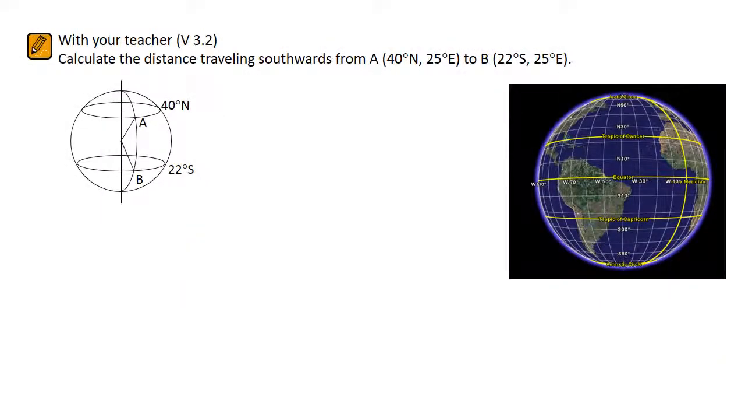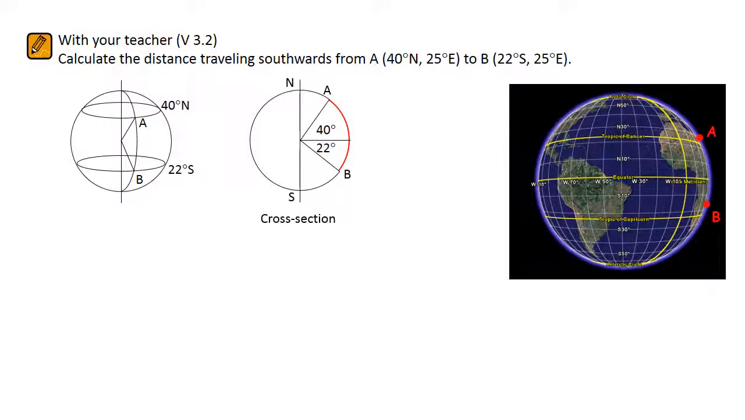In this example, we are to calculate the distance between two places on the same longitude, one at 40 degrees north and the other at 22 degrees south of the equator. So we draw a cross-section diagram of the Earth and position A and B appropriately. A is 40 degrees north and B 22 degrees south of the equator. This is the formula, and theta is the total angle travelled through. So it will be 40 degrees plus 22 degrees, that is 62 degrees. Put the information into the formula. The radius of the Earth is 6371 and we can calculate the distance in kilometres.